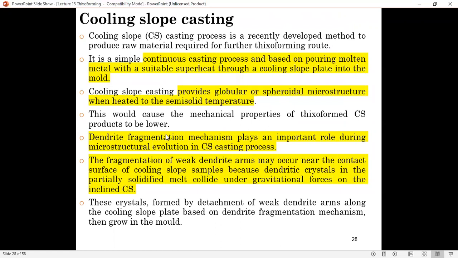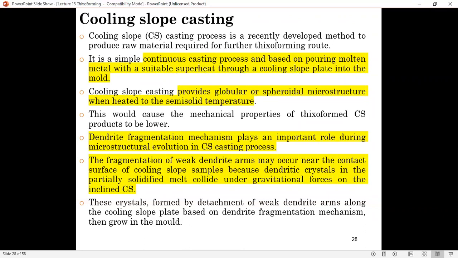The other method is called cooling slope casting. Cooling slope casting is quite a simple process actually. Basically, you pour a metal with suitable superheat temperature through a cooling slope plate into a mold. You melt a material to a certain temperature, which depends on the alloy, and pour it through a slope.